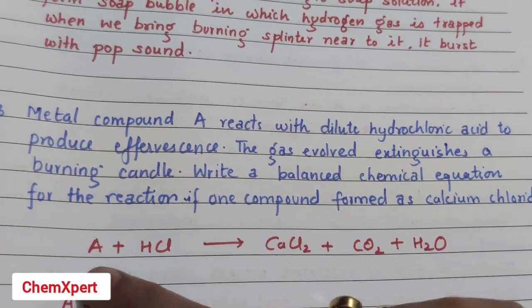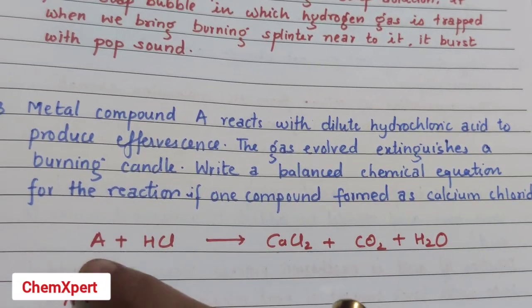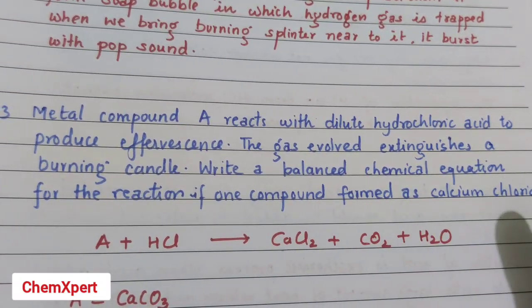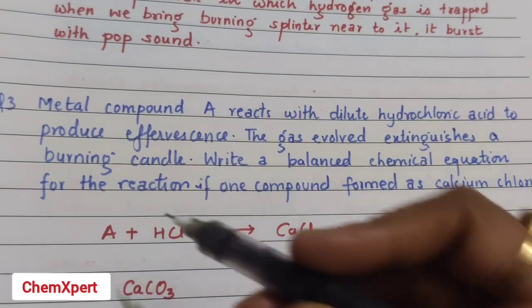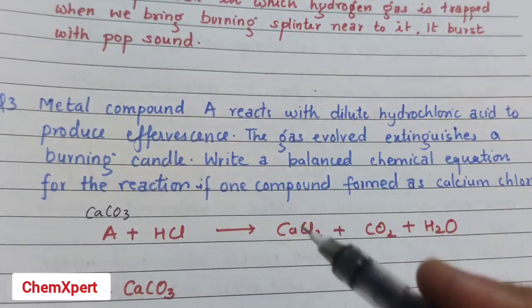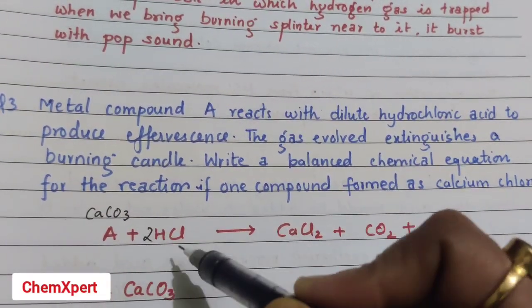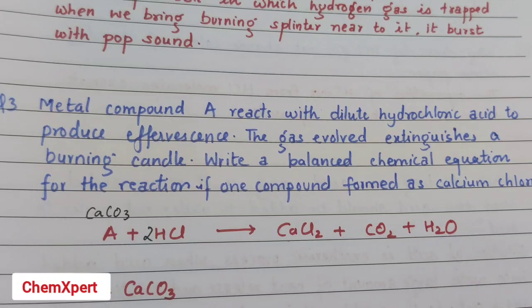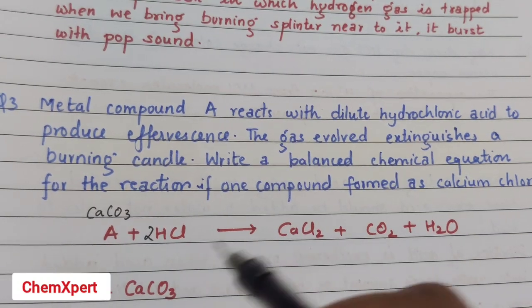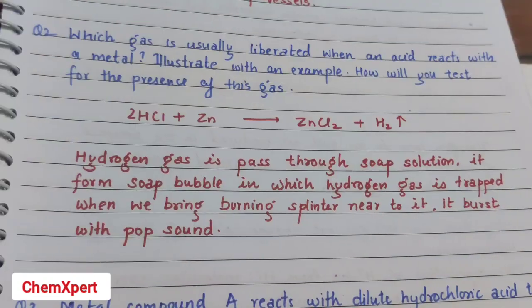First part is to identify A, second part is to name the gas evolved, third part you have to write a complete balanced equation. So for balancing, I am writing here CaCO3, and since it is CaCl2, which means it will be 2HCl, so H2 will be balanced here. So this is a balanced equation for this part. And just previously we discussed this equation.